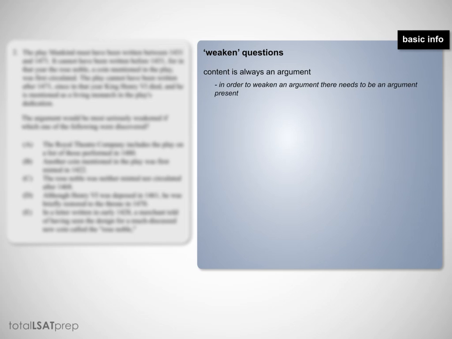In order to weaken an argument, there needs to be an argument present. Now, that doesn't mean that it's an obvious or a simple argument. Part of the difficulty with these questions is the sometimes complex nature of the argument.